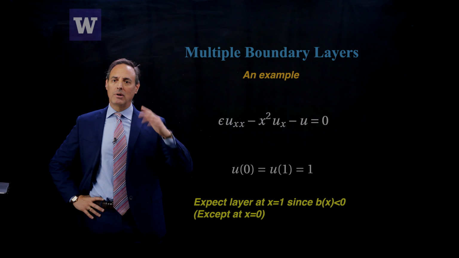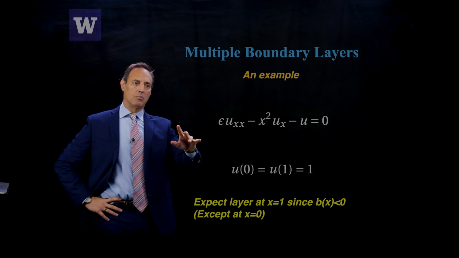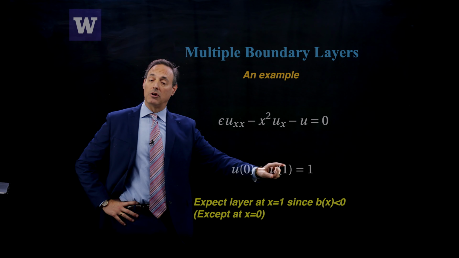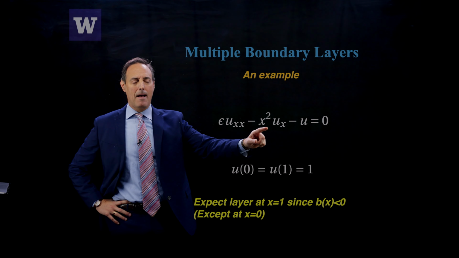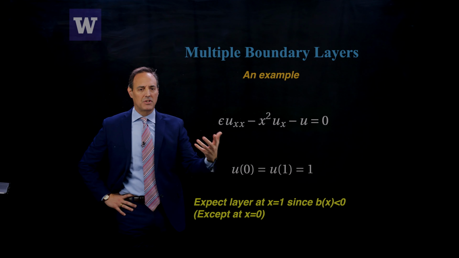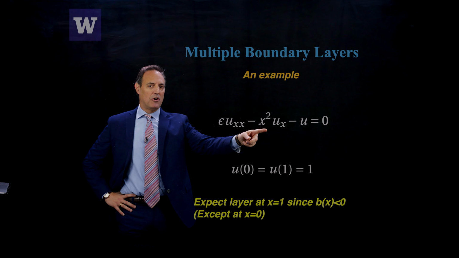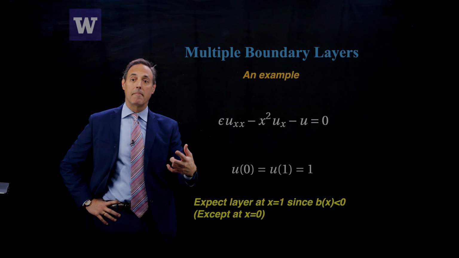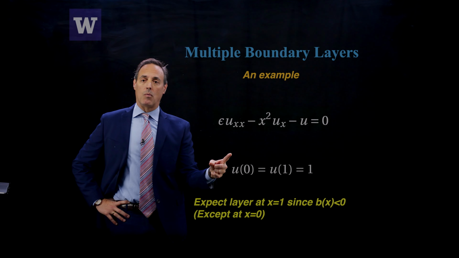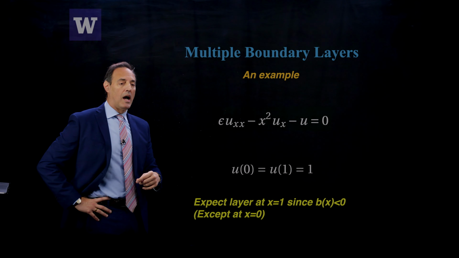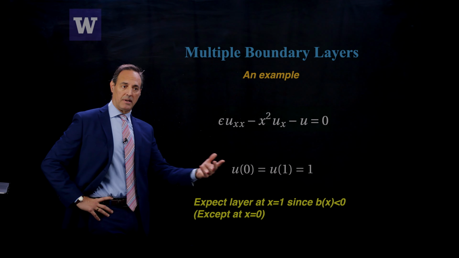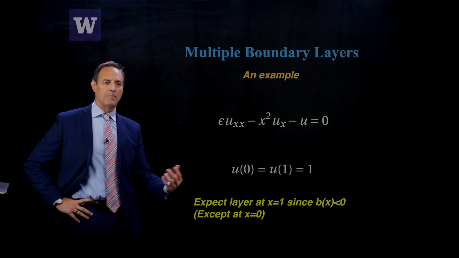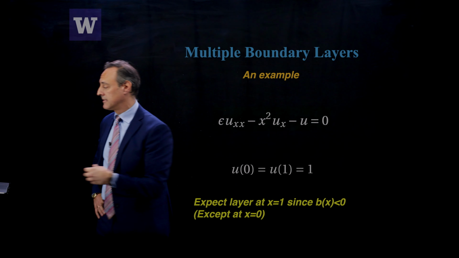So our normal boundary layer predictions that we just did would say, if b of x is negative, the boundary layer is on the right, and so that would be at u equals 1. But there's something interesting that happens at x equals 0, this is actually 0. It's not positive. So in fact, something interesting will happen there, which is we're going to get a boundary layer at 0 and at 1. Okay? So I expect a layer at x equals 1 because b of x is negative, except that now at x equals 0, b of x is 0. So something interesting can happen there, and in fact, it indeed does.